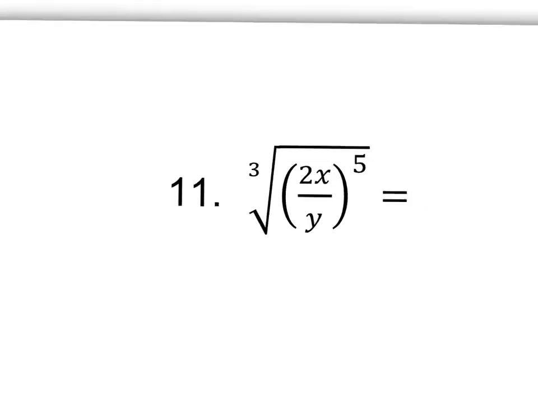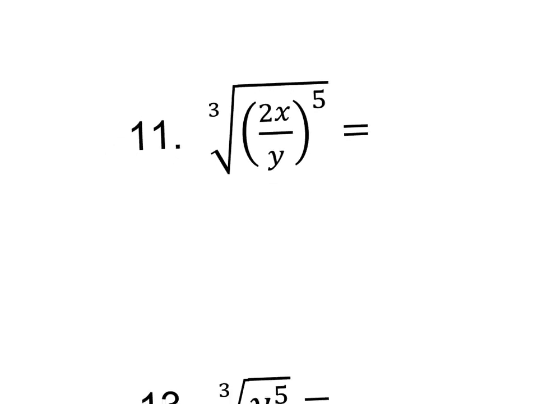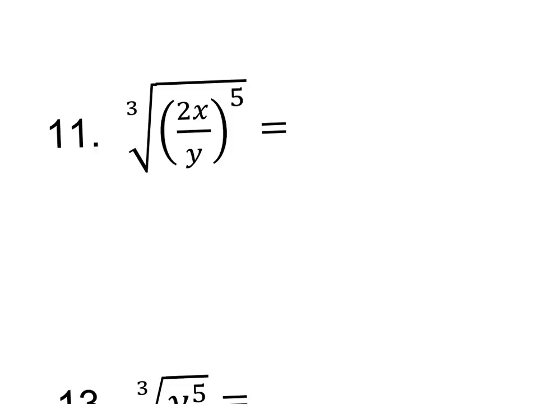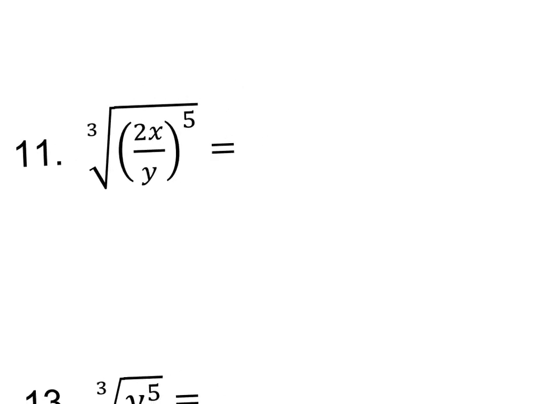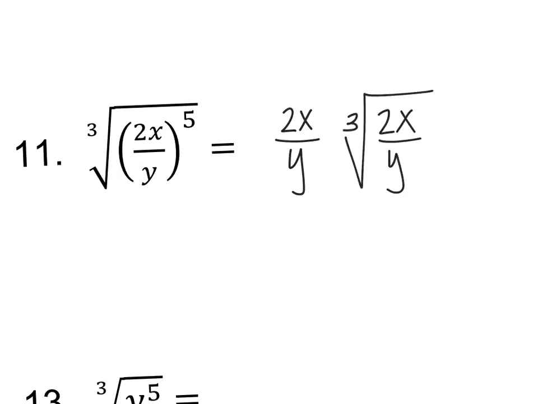Okay, problem 11. I have the cube root of 2x over y to the 5th. This one's not terrible, it just has a fraction in there, but the whole problem itself isn't awful. So if we look at that for what it is, then that means I'm going to have 5 of these 2x over y's on the inside, and I'm looking for groups of 3, so I'm going to come up with one group of 3, and then I'm left with 2x over y squared inside the radical symbol.